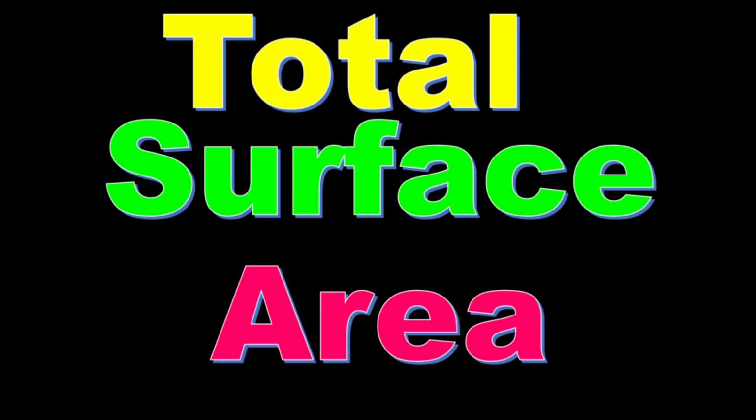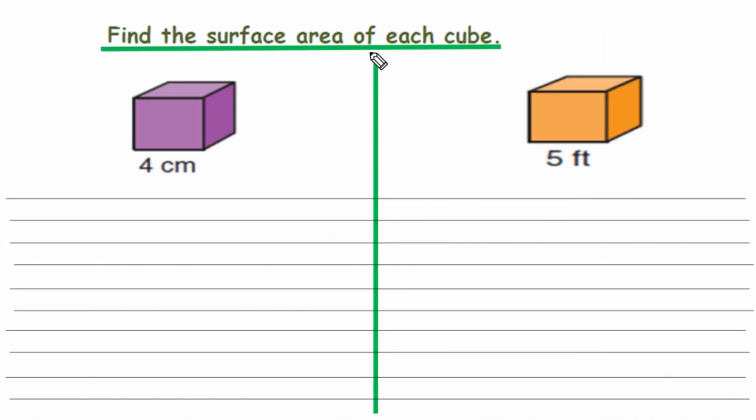Next, total surface area. We will study how we can find the total surface area of the cube, rectangular prism, and the cylinder. You have to study each rule to find the total surface area of any solid. First, find the surface area of each cube. The first cube with edge length, mister, equals 4 centimeter.